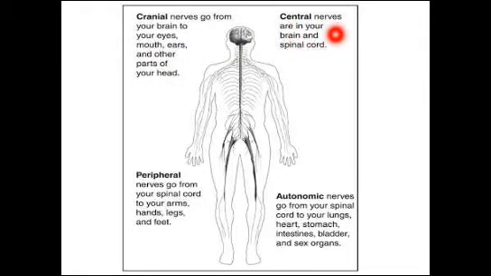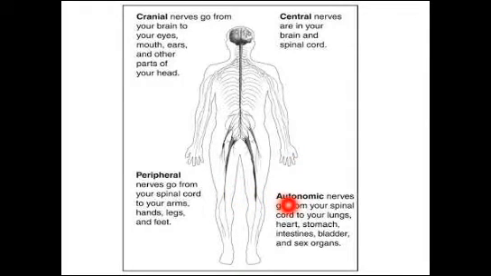Then we have the central nerves. Central nerves are those nerves which are there in your brain and the spinal cord. So the central nerves are present along the brain and the spinal cord. Then you have the peripheral nerves. Peripheral nerves go from your spinal cord to the arms, hands, legs and feet. So the peripheral nerves are those nerves which arise from the spinal cord and supply the areas of the periphery. Periphery means the surroundings, which are arms, legs, feet and all these areas.